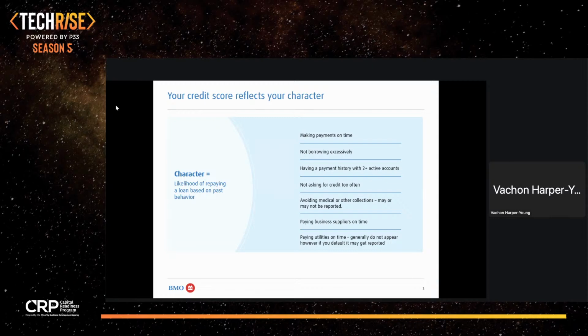Pay business suppliers on time, just like you would handle your personal credit. If it's a line of credit or a credit card, pay them just as you would do on your personal. Pay more than the minimum. Pay it off if you can. Paying utilities on time is similar to medical bills. Generally, they don't appear on your credit bureau. However, if you default, it may get reported.